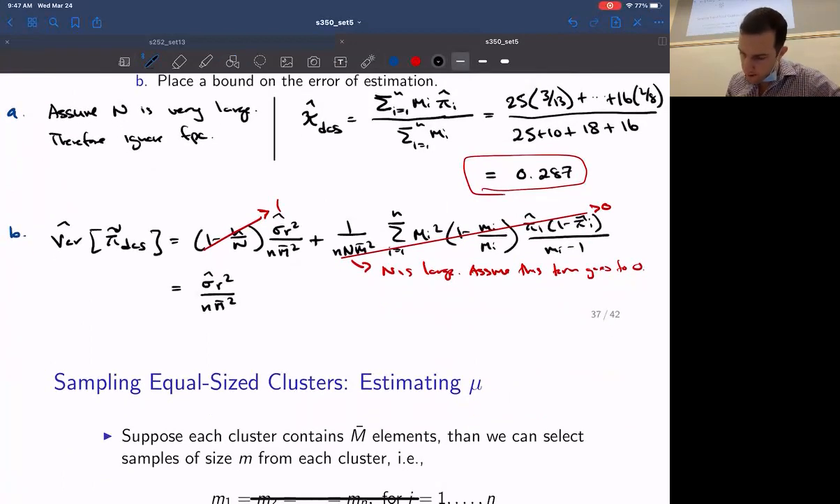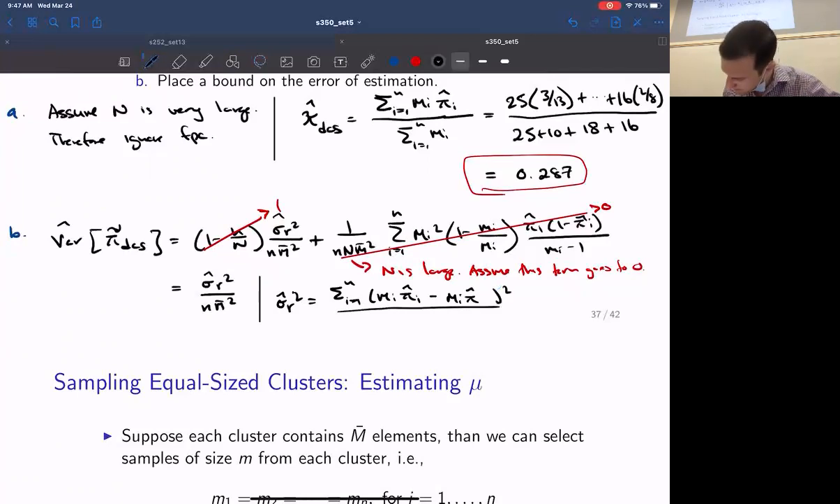Okay, so sigma hat r squared is equal to the sum from i equals 1 to n of the mi multiplied by the pi hat i minus the mi multiplied by pi. Actually, I guess we can do it this way. I mean, they're equivalent, so it doesn't really matter. Okay, multiplied by the pi hat. This would be pi hat DCS. And then divided by little n minus 1.